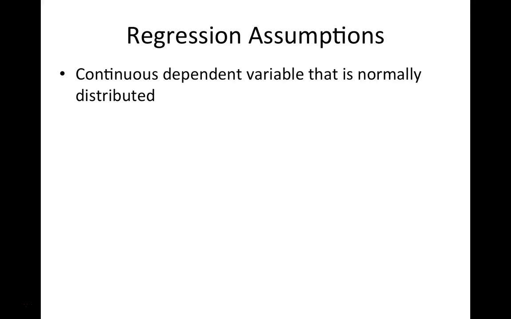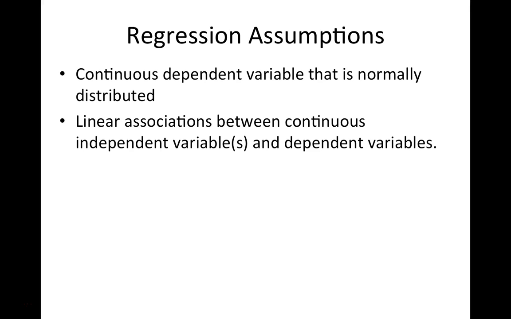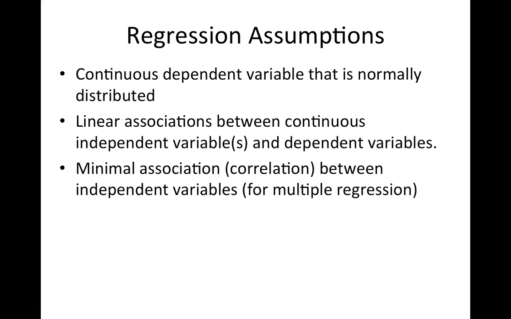As with all of our analyses, regression comes with a variety of assumptions. These are largely what we have already gone over before, so I won't spend a ton of time on these. In regression, we want to have a continuous dependent variable, ideally one that is fairly normally distributed or would be normally distributed in the population. We want to have linear associations between our continuous independent variables and our dependent variables, similar to what we talked about in correlation analyses in Module 9.